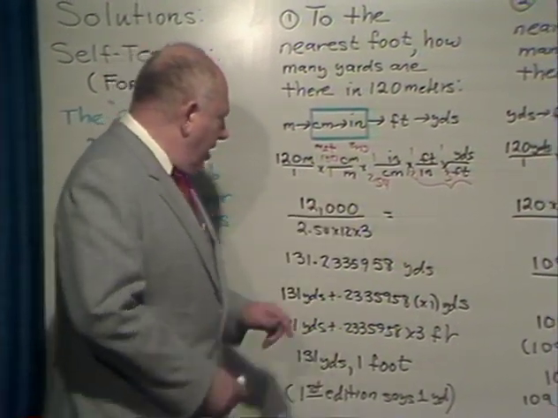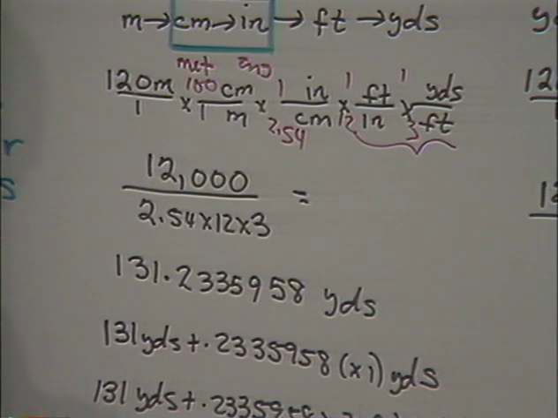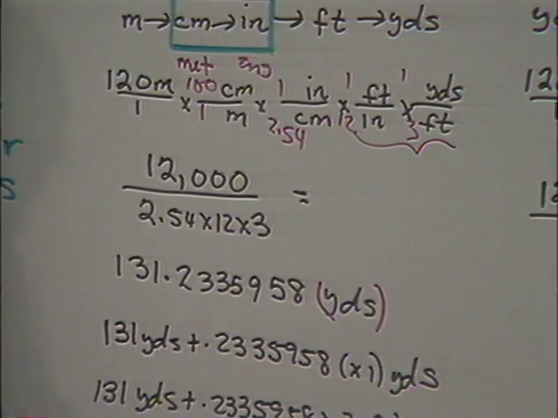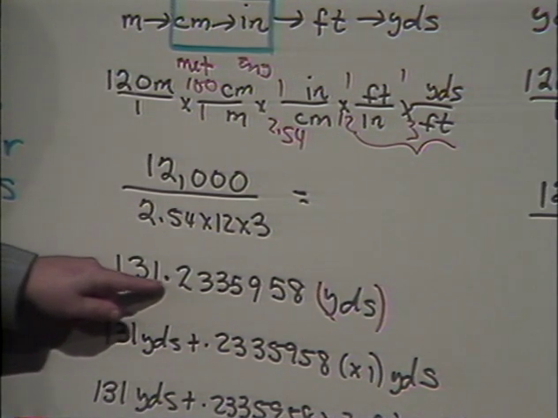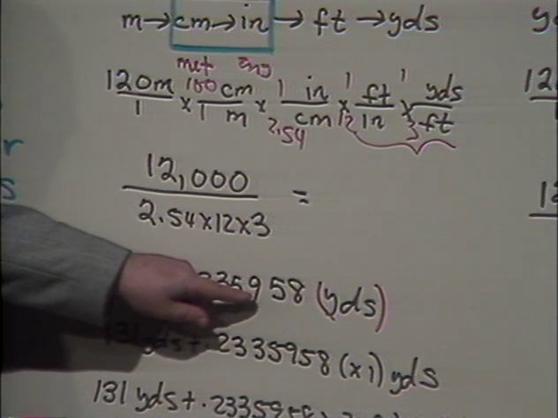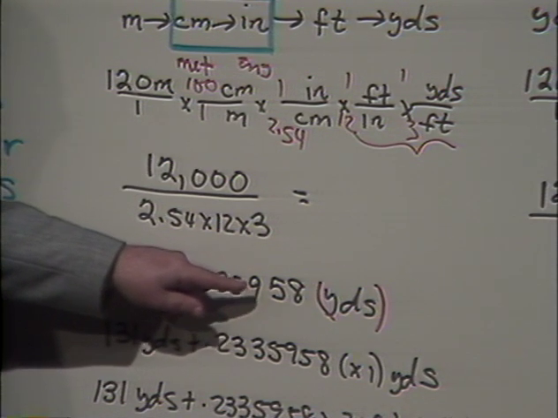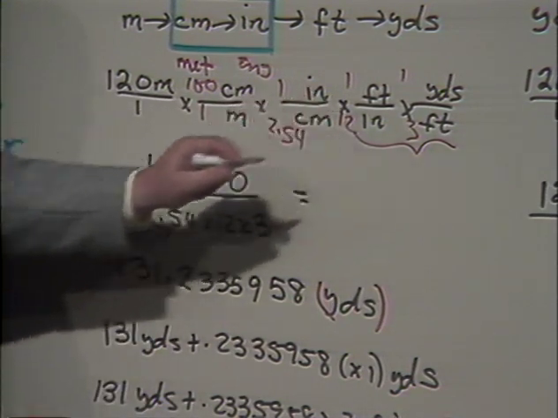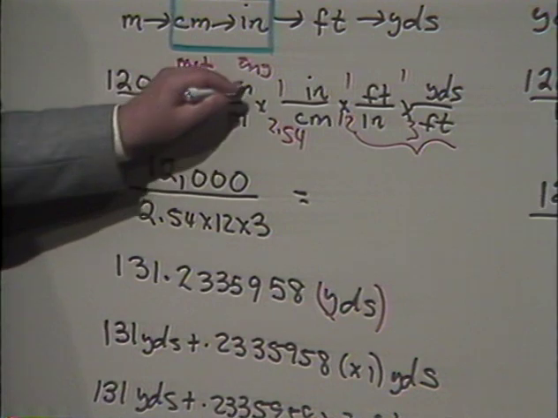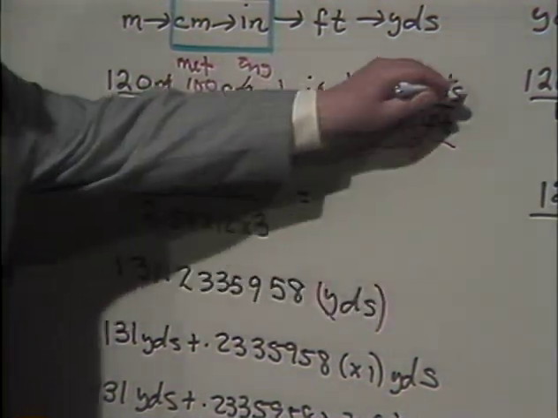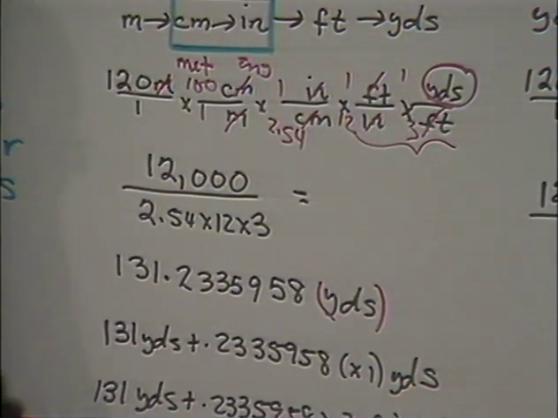operations in succession. And you wind up getting, and this is interesting too, the calculator doesn't have the word yards on it, so you wind up getting 131.2335958. You have to remember that the label was yards. And if you don't remember that, how do you get that? See, you wouldn't have got this if the label wasn't yards, but remember, the meters have canceled, the centimeters have canceled, the inches have canceled, the feet have canceled. Yards is the label that's left.